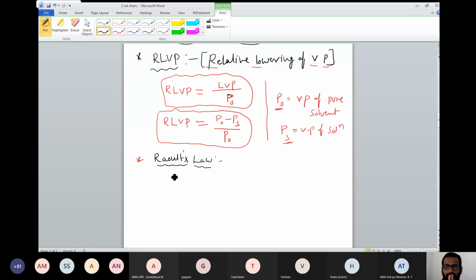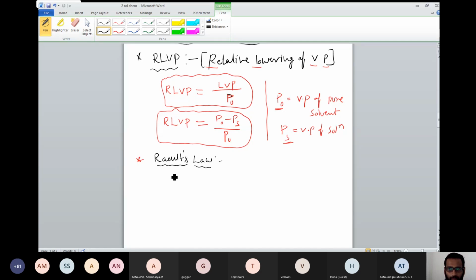So till now, what we discussed is that a solution mainly consists of two components. One is a solute and one is a solvent. So solute particles will affect some properties. I told you there are four colligative properties. Colligative property means the property which depends on the number of particles of solute. So the four colligative properties are relative lowering of vapor pressure, elevation in boiling point, depression in freezing point, and osmotic pressure. So among the four, the first one we are discussing now is relative lowering of vapor pressure.